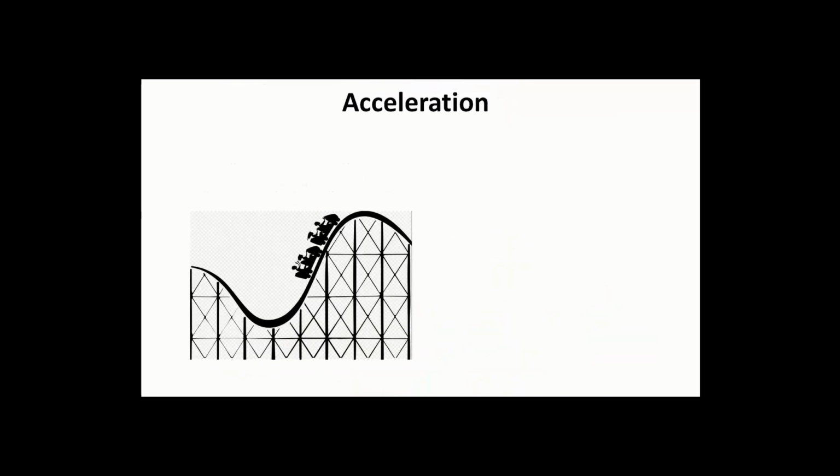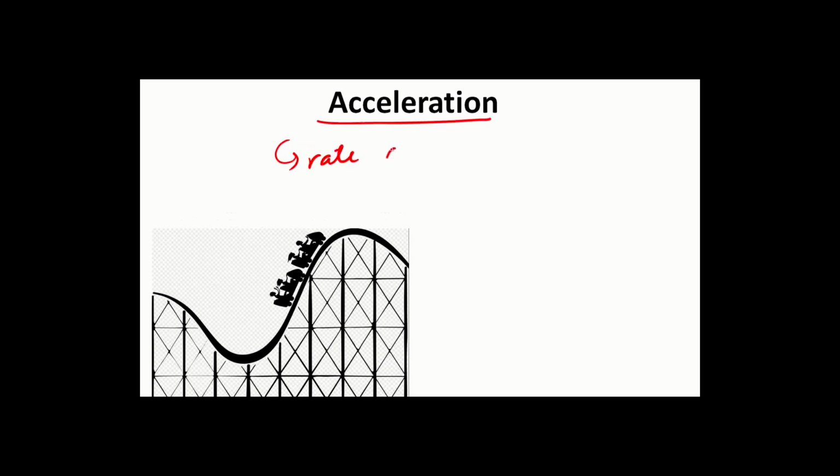Alright, let's answer the final question. The final question was: is its fastness changing or not changing? So we have defined a quantity for it, which we call acceleration. Acceleration is the measure of how fast velocity of a body is changing. Remember, velocity, not speed. Acceleration is about velocity. So if the velocity of a body is changing, that means there is some acceleration. If velocity of a body is not changing, that means there is no acceleration. So acceleration is simply defined as rate of change of velocity.